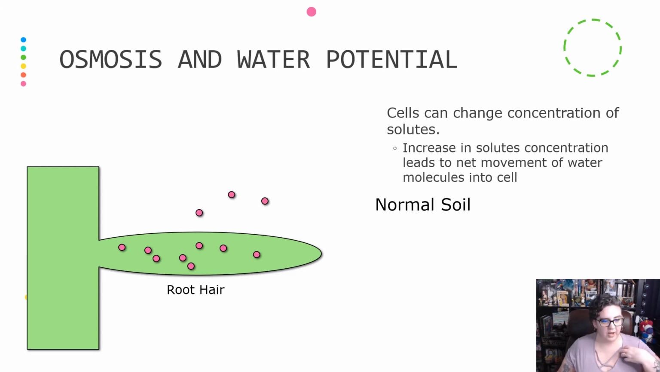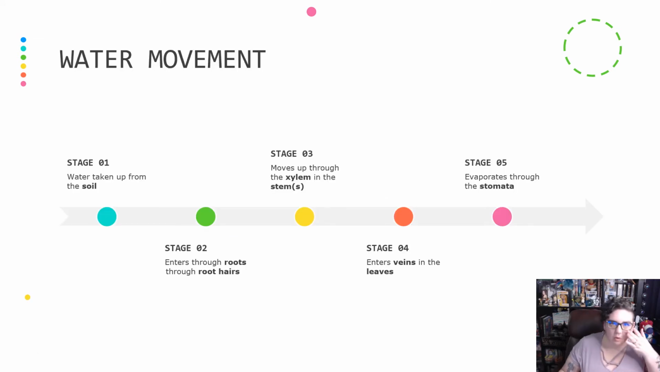And this root hair, you can see, has more salt in it, right? Which means that water would flow into that via osmosis. So as water moves, let's talk about how that's going to happen. In the first step, water is taken up from the soil.